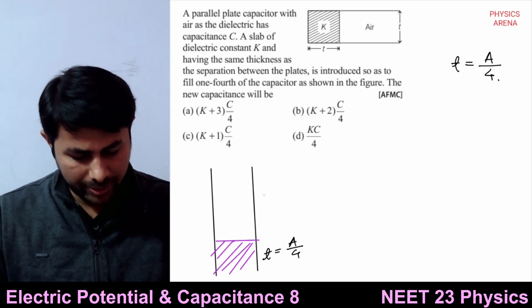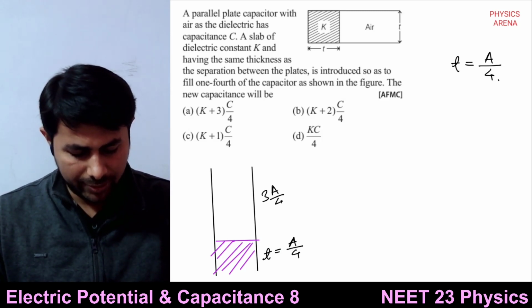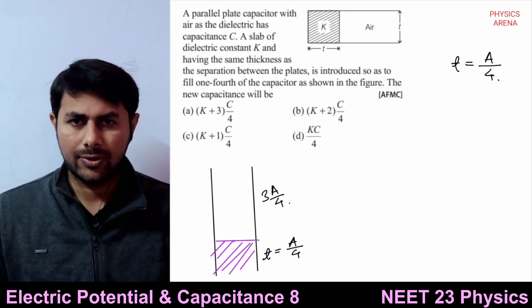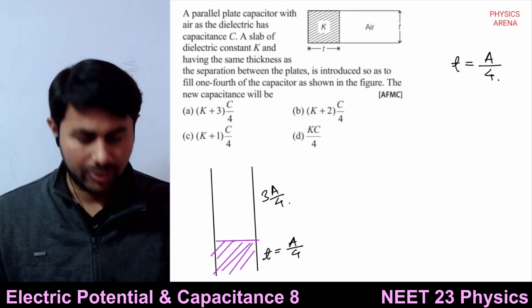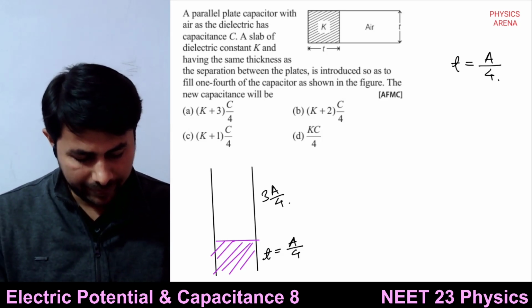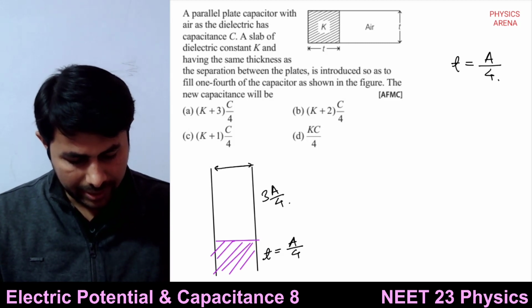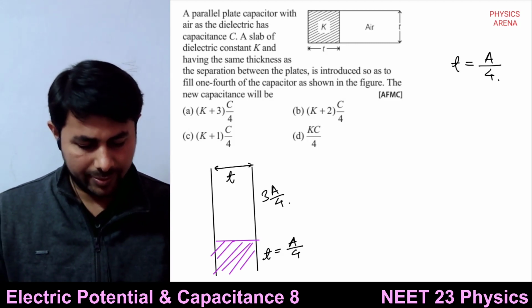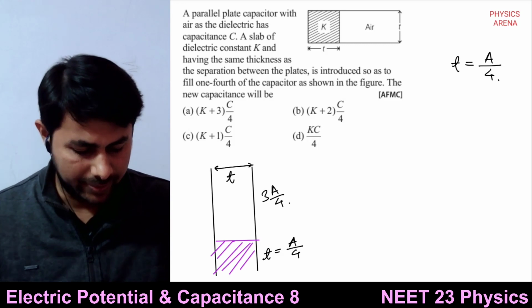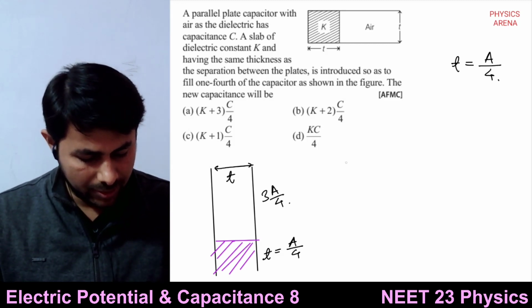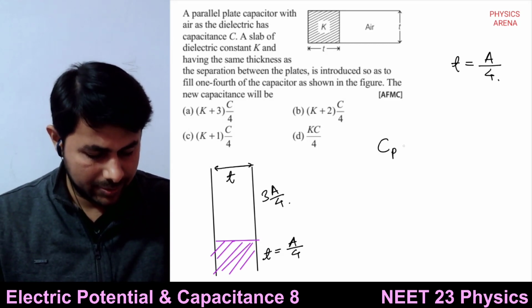So this will be what? 3 times A by 4. Okay, 3A by 4, because total area is A and the thickness is given by T. The distance between plates is T. So this is a parallel combination. What will be the capacitance?